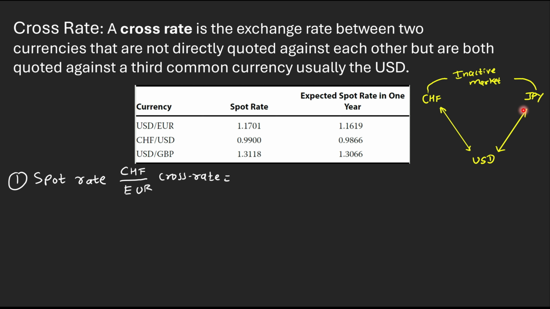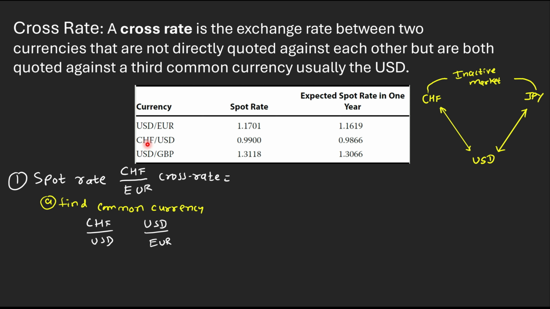Let's go through a few examples, so things are going to be more clear. Let's say we need to find the spot rate CHF EUR. What's the cross rate between CHF and EUR based on the information given here? Here are the steps. The first step is to find a common currency between CHF and EUR. We have CHF and USD, and we have EUR and USD. So we can use these two to find the cross rate between CHF and EUR.